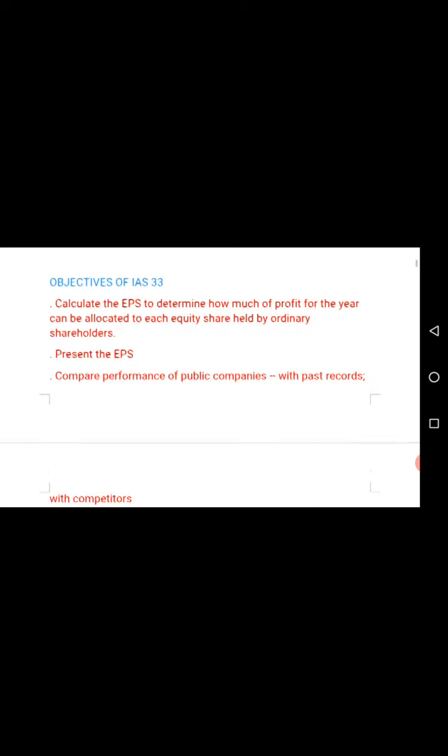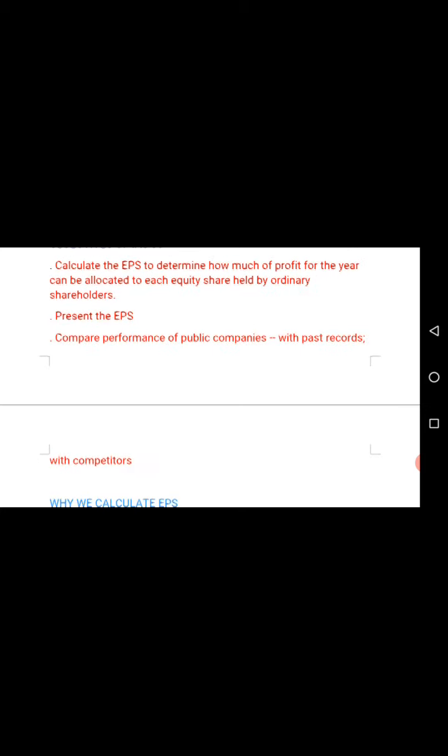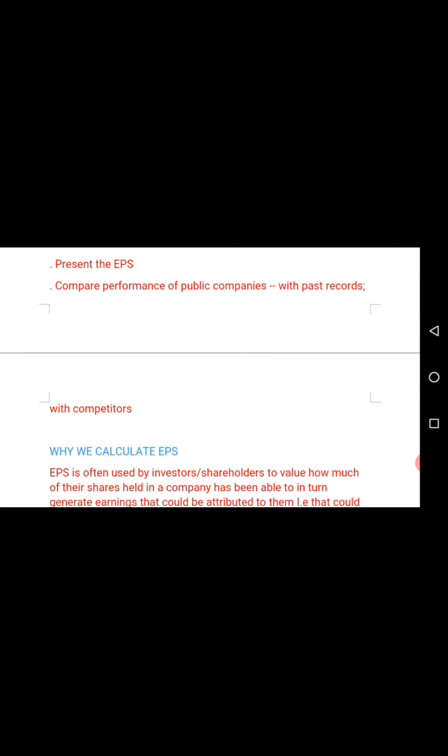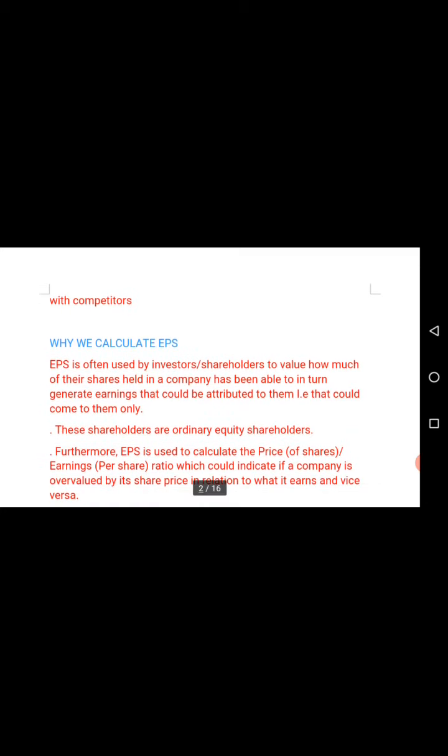Then we'll check it out in summary. So the first you do is to calculate, the second you do is to present, the third you do is to compare. Calculate, present, and compare, CPC for short form. So we'll move to the second area we would cover, and it is why we calculate EPS.